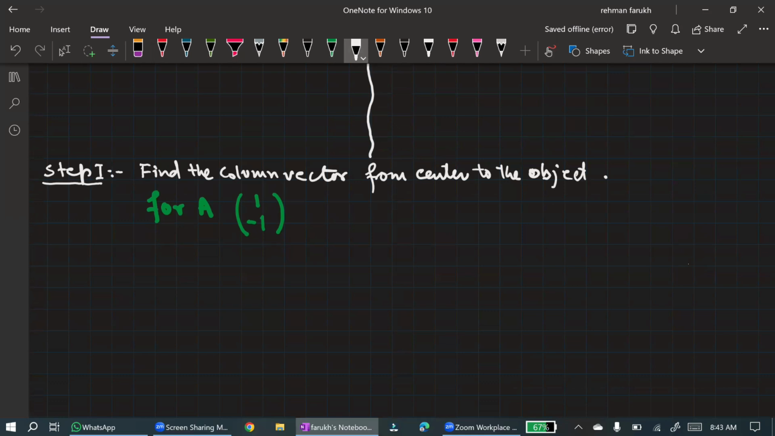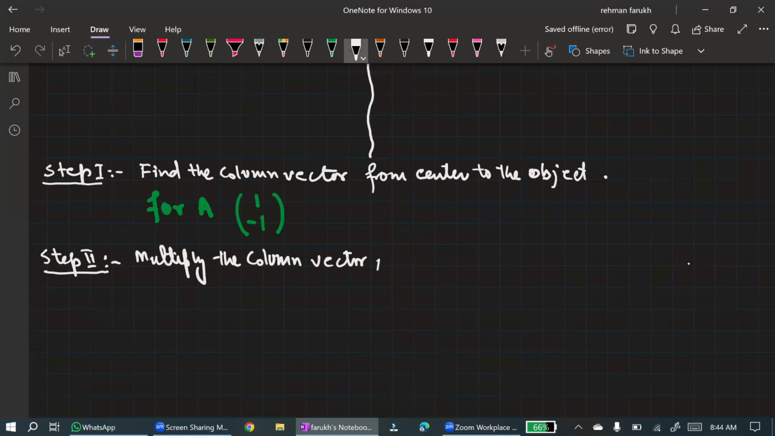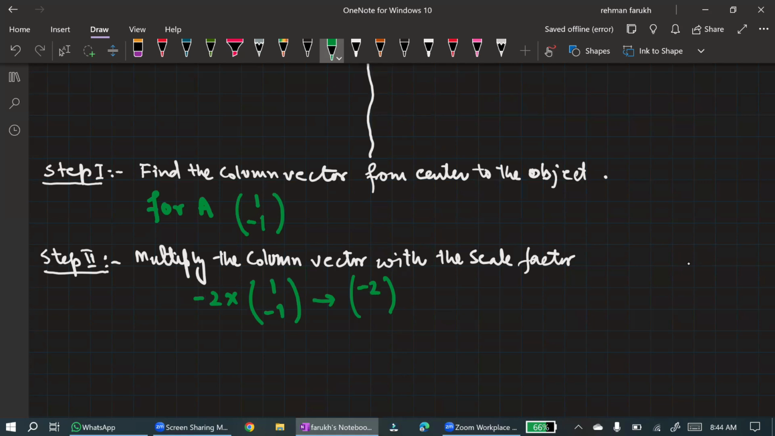Step 2. Multiply the column vector with the scale factor. Minus 2 into 1 minus 1. The new column vector formed is minus 2 and positive 2.